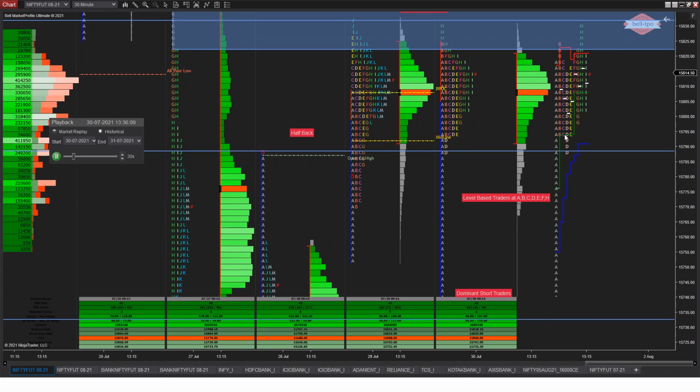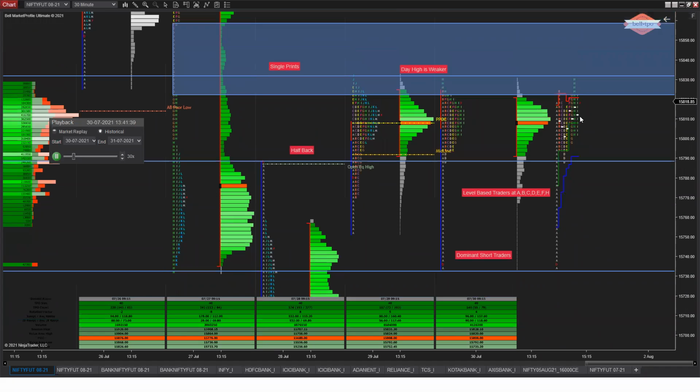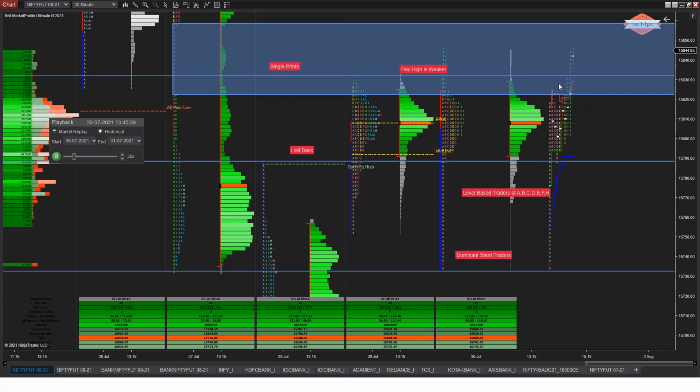So A period, B period is weaker, D period is weaker, E period is weaker, G period is not weaker, but F period was weaker, H and I period was weaker. Still, the buyers keep buying. There is no euphoria, something like that. Look at the price action, it was slow, steady. Now again, price started inching up.